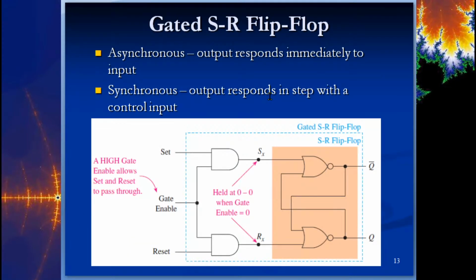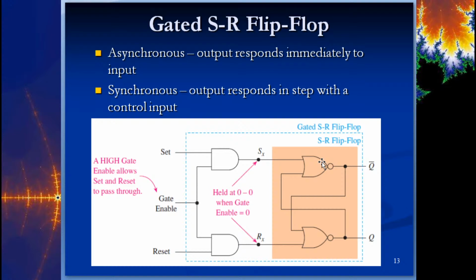Now, we also talked about the gated SR flip-flop. Now we're starting to do a little bit of synchronous work, okay? Because set and reset are the asynchronous inputs, right? And so, if you have a 0, 1, that's a set. If you have a 1, 0, that's a reset, okay? Now, here's the caveat with the gate enabled, is that if this is not high, it doesn't matter what set and reset are, it's not going to put them through.